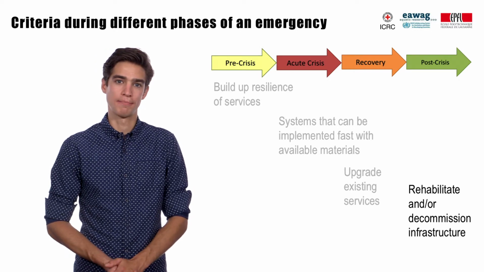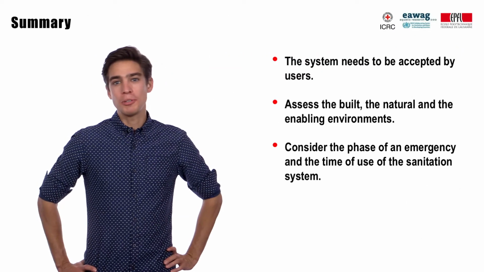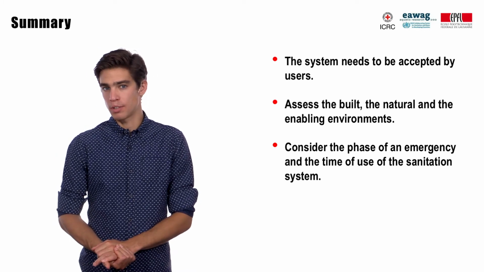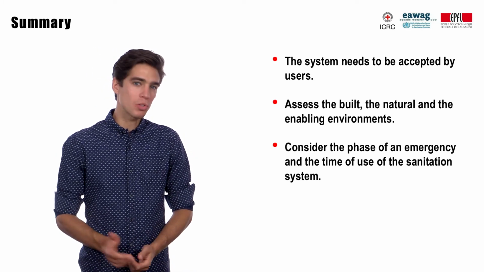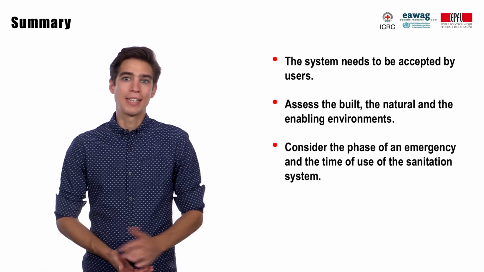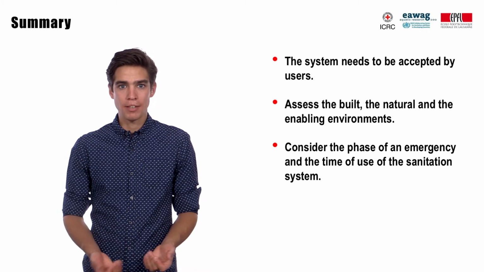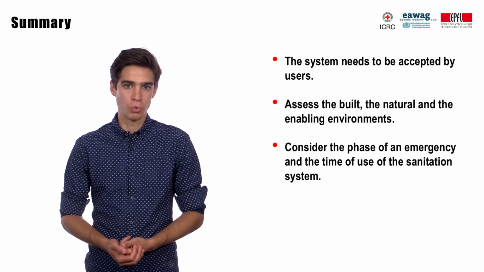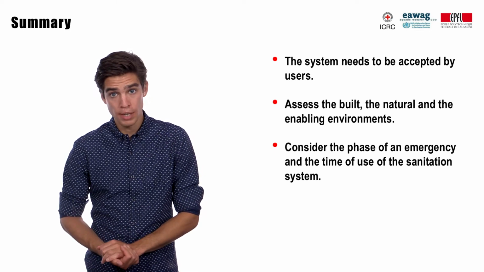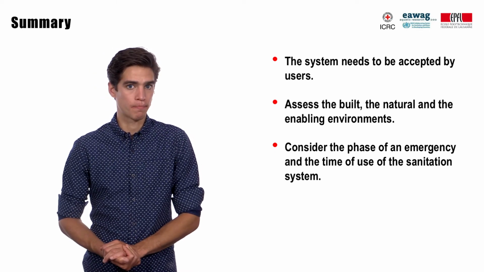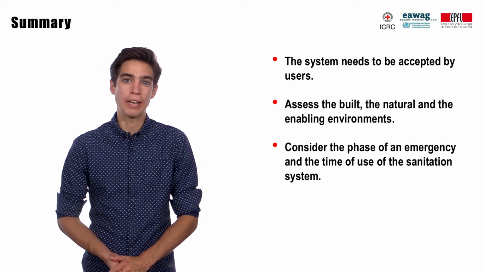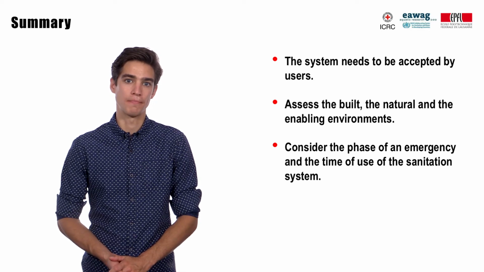In this module, we learned that not only the built and the natural environment will influence the selection of a sanitation system, but also the enabling environment consisting of users, laws, regulation, skills, capacities, the government, financial arrangements, and institutional arrangements. An assessment of the context is therefore crucial and should be done as soon as possible. Furthermore, the nature of the humanitarian crisis and the context will influence the technology that is chosen.